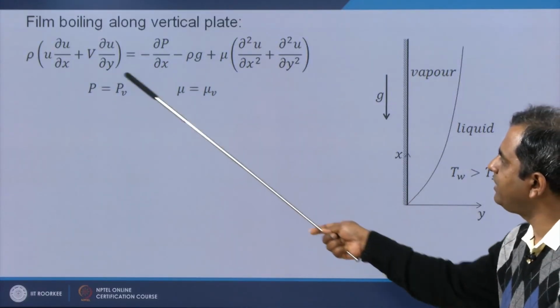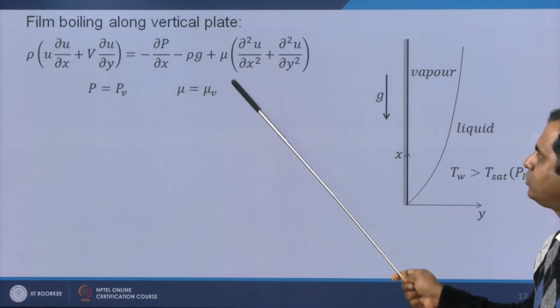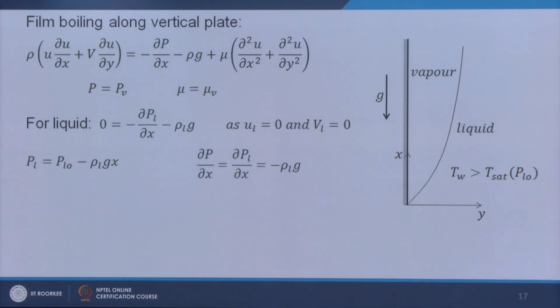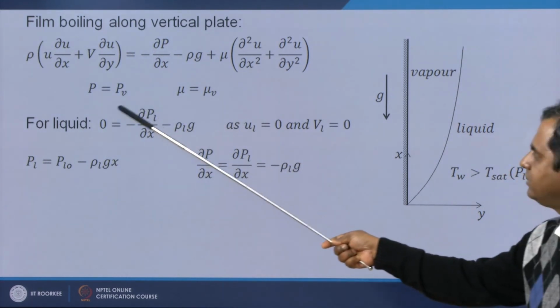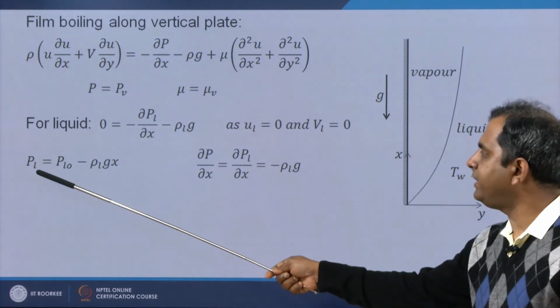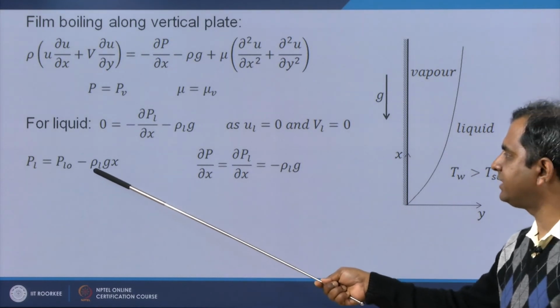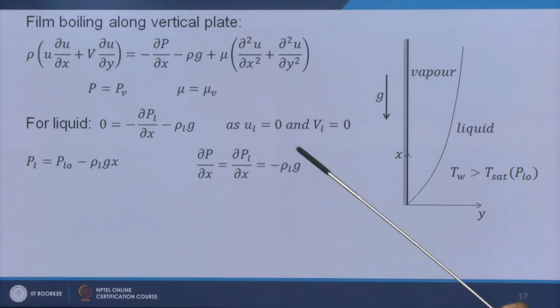So, pressure will become PV as we have shown in the case of condensation also, and mu is equal to mu V, because here vapor is being attached with the surface. So, for the liquid, these are the governing equations, and regarding velocity we can say UL and VL are equal to 0, there will be no velocity in the liquid domain. So, we can get PL in this fashion, PL naught minus rho L into G into X, its derivative will become minus rho L into G.